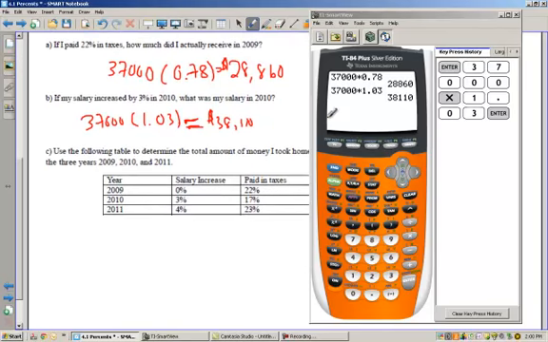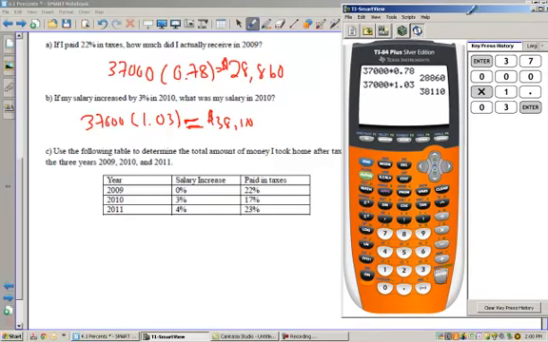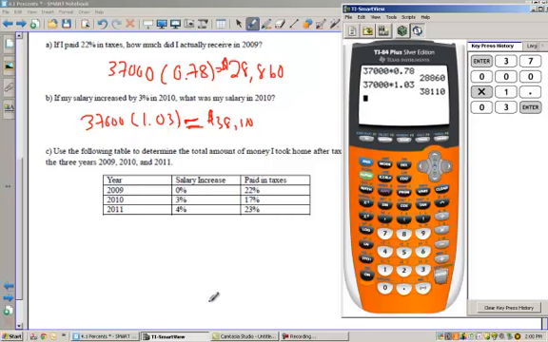And then finally, on part C, what we have here is a problem that says use the following table to determine the total amount of money I took home after taxes for the 3 years of 2009, 2010, and 2011. All right, so this is sort of an exercise where it's like, here's the money that I have, my salary, but I paid a lot in taxes, so how much did I actually acquire?